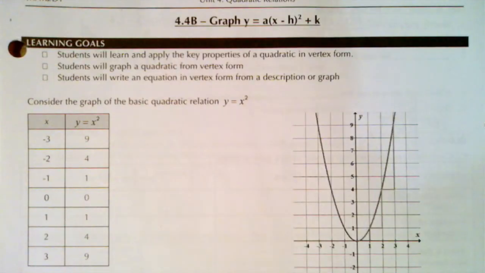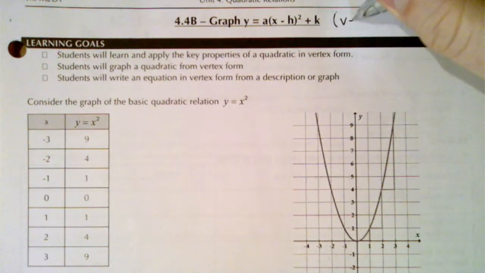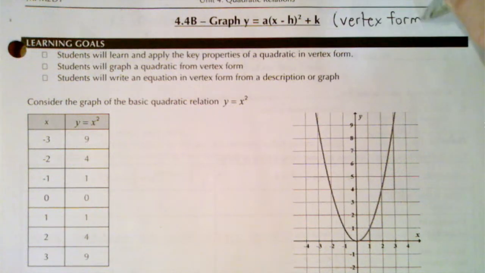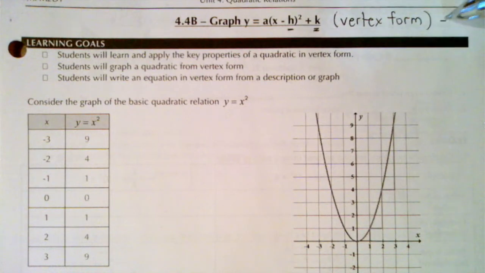Okay, this is lesson 4.4b. In this lesson, we're going to take another shot at graphing quadratics in this form. And last video, we discussed that this form is called vertex form. The reason it's called vertex form is because the h and the k give you the vertex. So we're going to use that to our advantage.